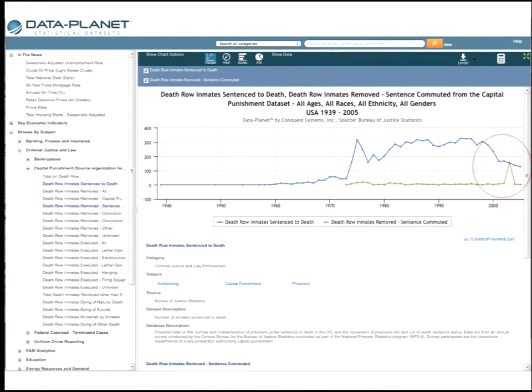Here's another chart. This is a different discipline. Death row inmates overlapped against commuted sentences. And then I just circled part on the chart that an analyst would see, and they'd say, oh, what happened here? And they would go do a little bit of research.